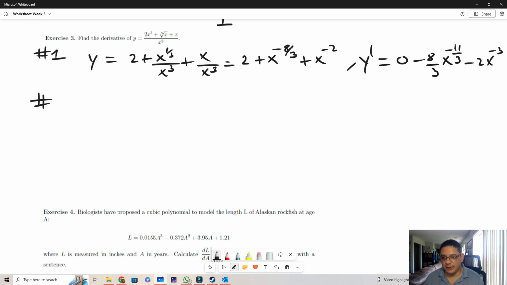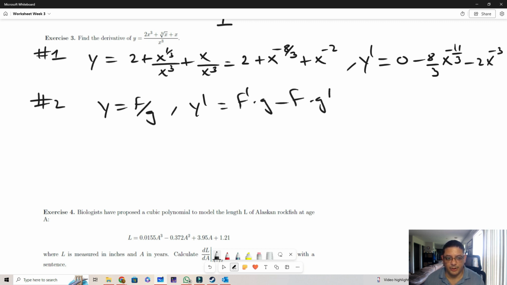The second method that I can use is the quotient rule. Okay, so in this case, if y is f divided by g, remember that y prime is f prime times g minus f times g prime over g squared. And so with that method, then we have that y prime is going to be what?